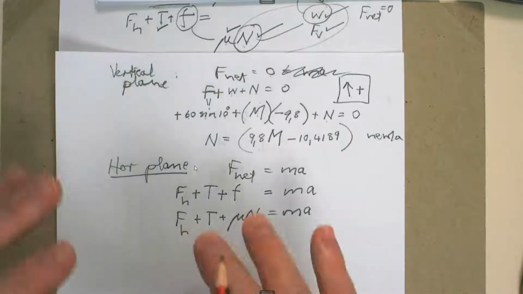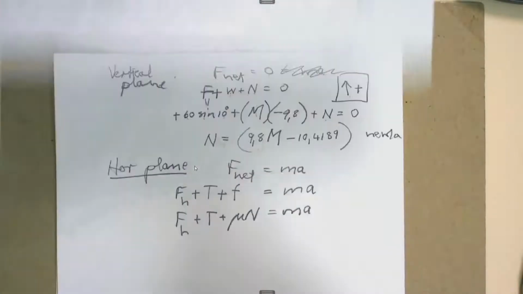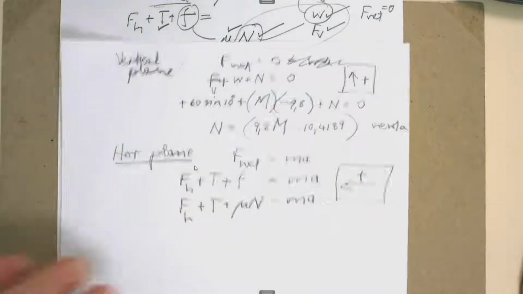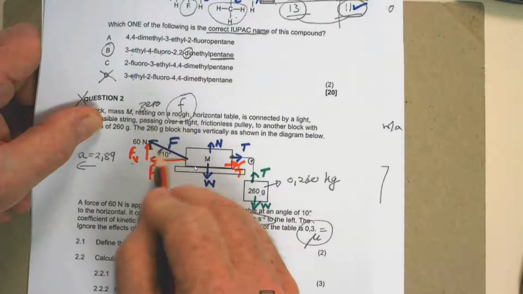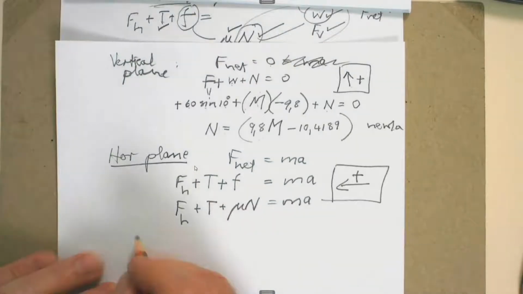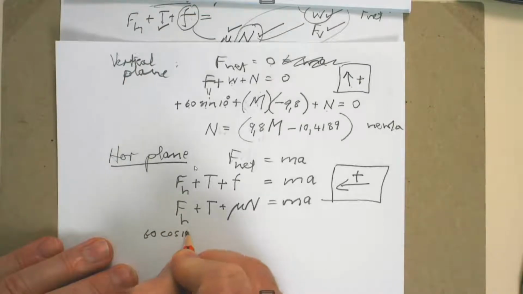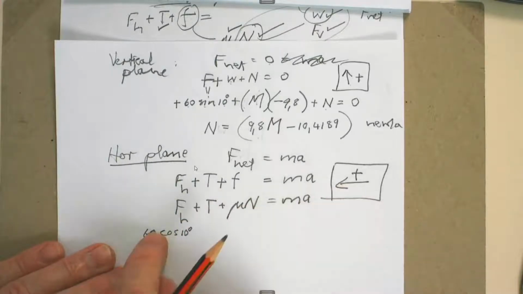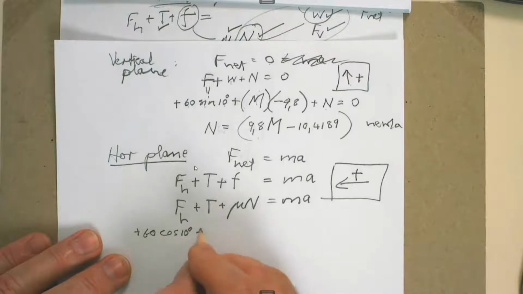Okay, now we are going to substitute numbers. Now the block M moves to the left, so let's take to the left as positive and substitute the numbers. Now FH is the adjacent side of this triangle, so it's the cosine of 10. So it will be 60 multiplied by the cosine of 10 degrees. 60 multiplied by the cosine of 10, being to the left must be positive. So this whole number is positive.